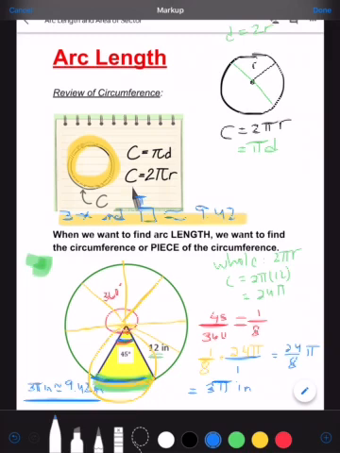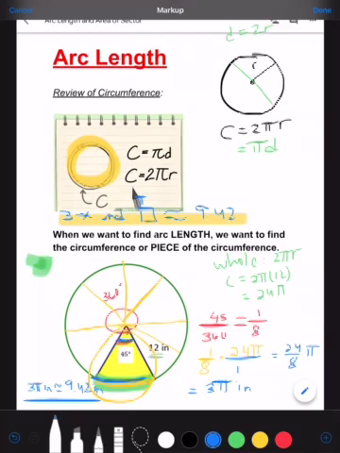With this exercise and this explanation, I just want you to understand that when we talk about arc length, we're talking about a piece of the whole circle. And for the whole circle, the length is 2 pi r.